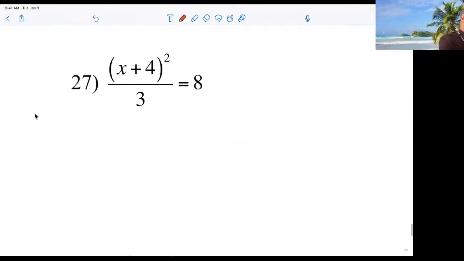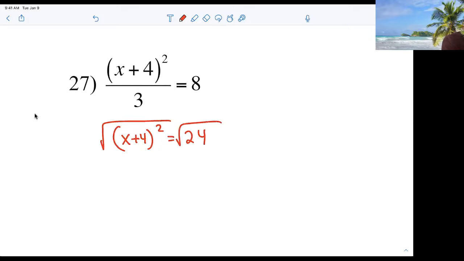Now, number 27, how do I undo divided by 3? So everybody should write x plus 4 squared equals what? 24. Then do we do x plus 4 times x plus 4? No, we can do it quicker than that. What can I do to both sides? Square root. Now you can take the square root because there's no addition on the right side. There's no x on the right side. So we're going to take the square root of both sides.